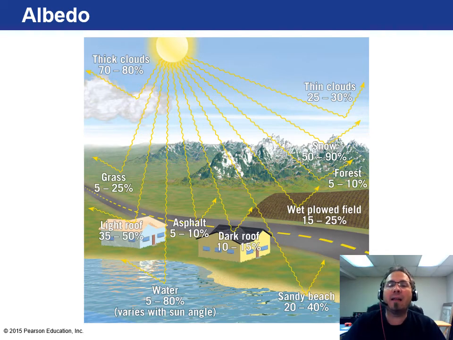Now you can see that snow is 50 to 90%. So especially in the polar regions, part of the reason they stay cold is because a lot of the energy coming in is being reflected off the ice and going right back into space. Obviously, a lot of that has to do with the angle of the Earth and everything else. But a part of that is that because of all the white from the snow, the energy is being reflected back into space.